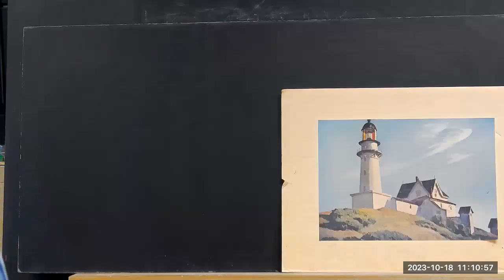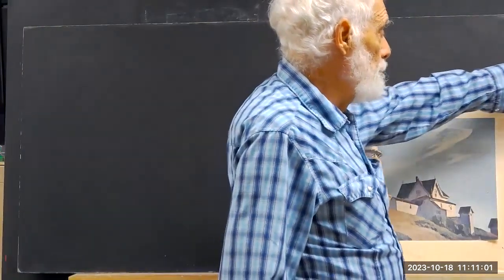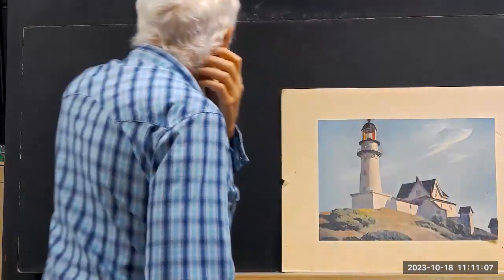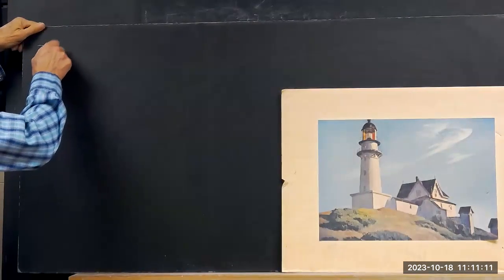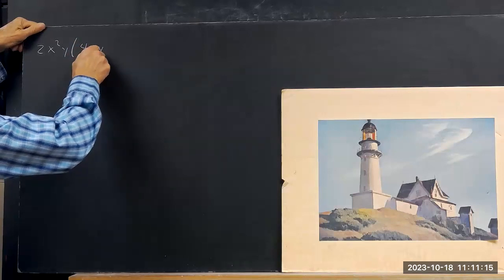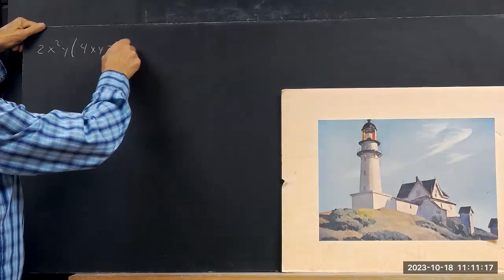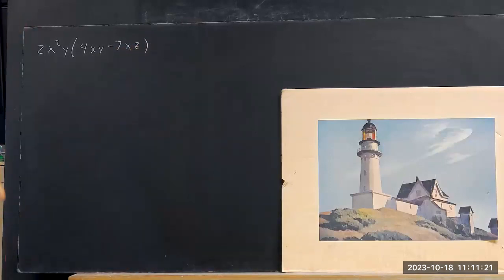Okay, so go ahead and multiply this out now. The first problem is 2x squared y multiplied by the quadratic 4xy minus 7xz. I'm going to rewrite that over here, so I can stay out of the way of the screen as much as I can. Right there is your expression.